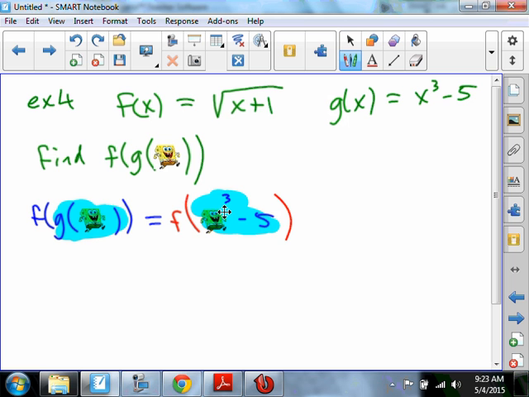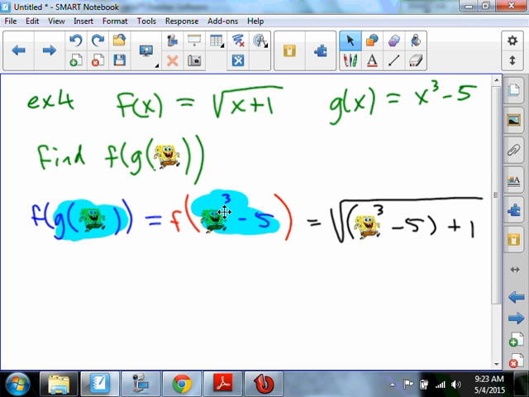So the function f says we've got a square root of something, and we're going to be adding 1 to whatever the variable is. And what's the variable? The variable is not SpongeBob. The variable is SpongeBob cubed minus 5. We could simplify that a little bit into the square root of SpongeBob cubed minus 4. And that's what we do. That's it. What do we think? It's not that bad.